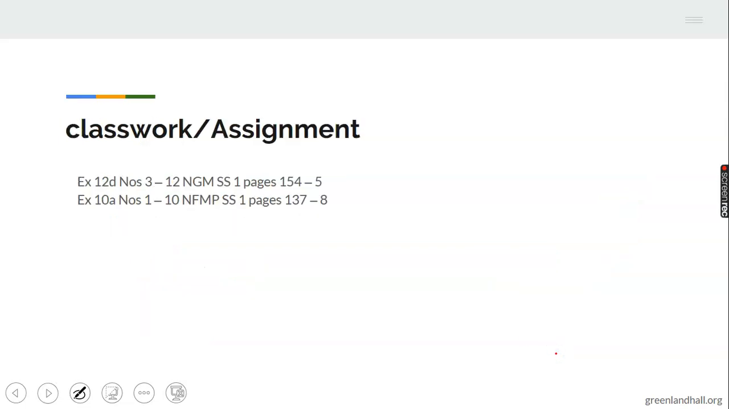So this is the assignment for you, taken from New General Mathematics SS1, on pages 154 to 155. We equally have some other assignments in New Further Maths Project SS1, on pages 137 to 138.